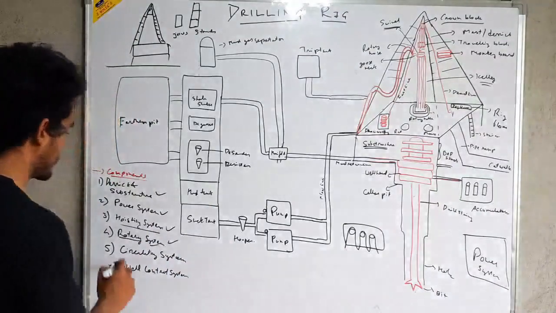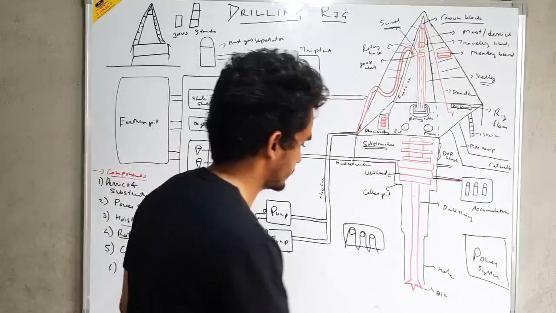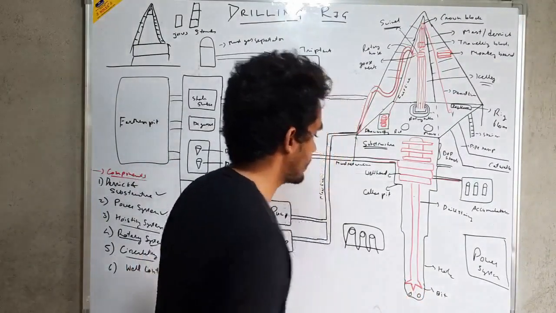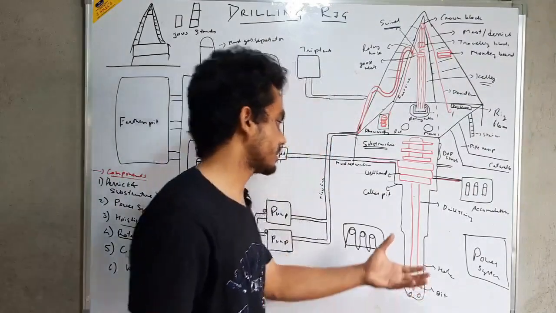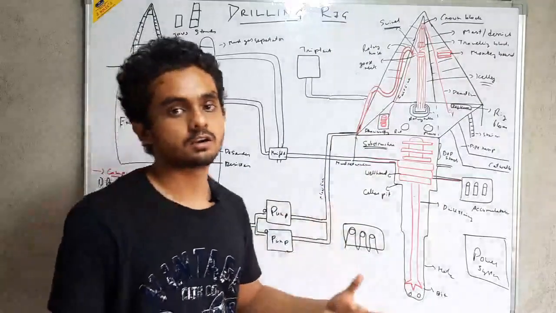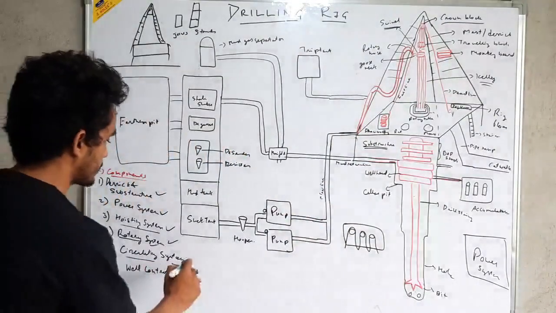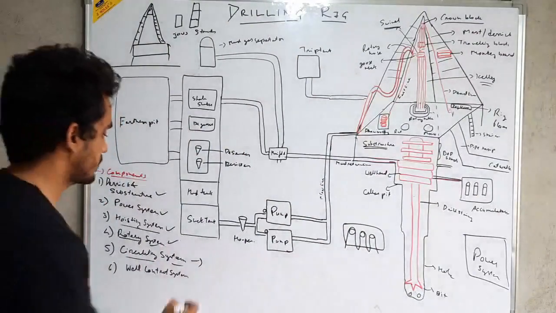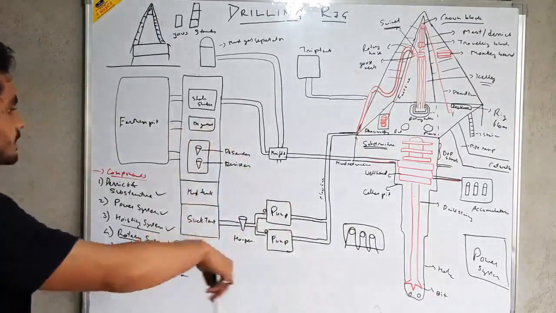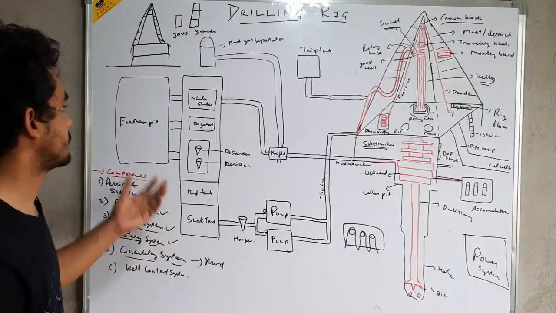Then comes our circulating system. As you know, in the rotary drilling method or any other drilling method, some cuttings will be generated. We now have to bring those cuttings out of the well up to the surface, and we have to discard them. That is done by the circulating system. Inside the circulating system we will have a mud which will circulate and carry the cuttings out of the well, and they will discard it in the required space.